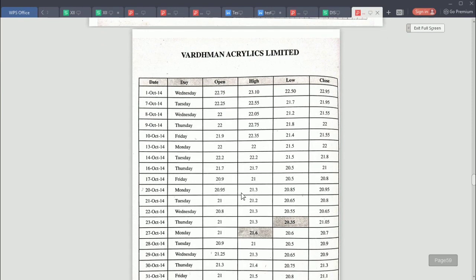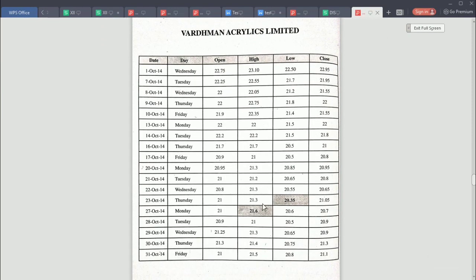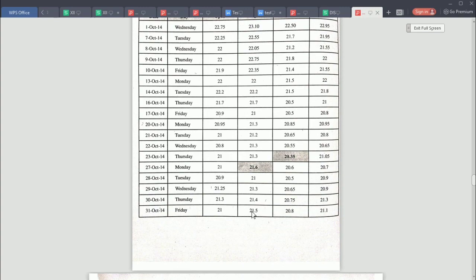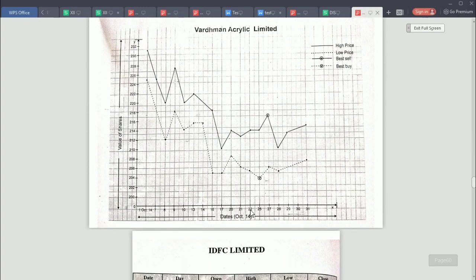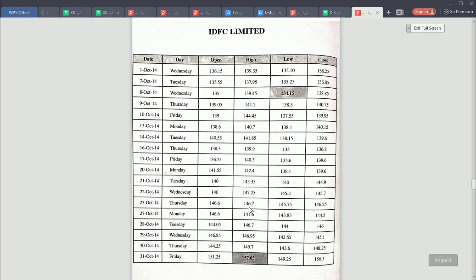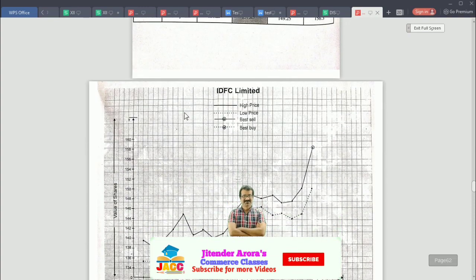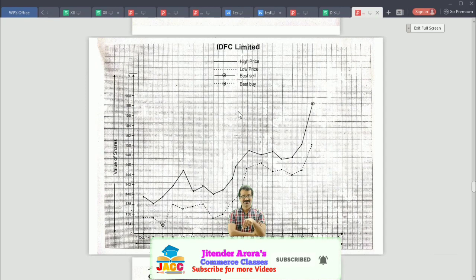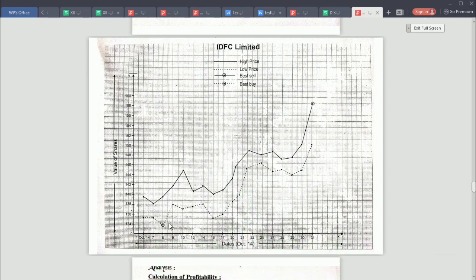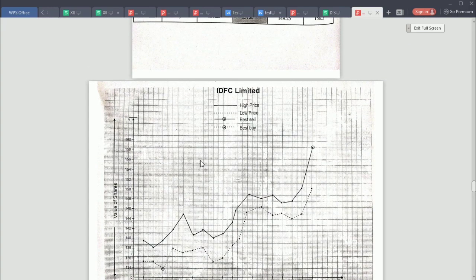This is Vardhaman Acrylic, the next company. Its high and low price. And then we have number 5, that is IDFC Limited. Similar way, this is the lowest price, this is the highest price. It may happen, children, that in a particular company the highest and lowest is on the same date. That does not matter. It's all right if it happens so. So this is the graph of IDFC Limited, their highest and lowest prices. This way we have done this job for 5 different companies.